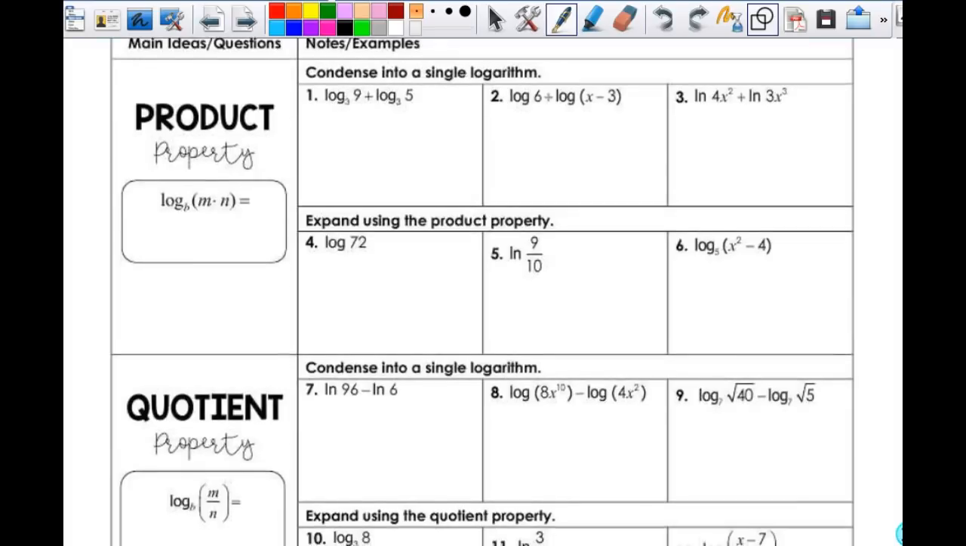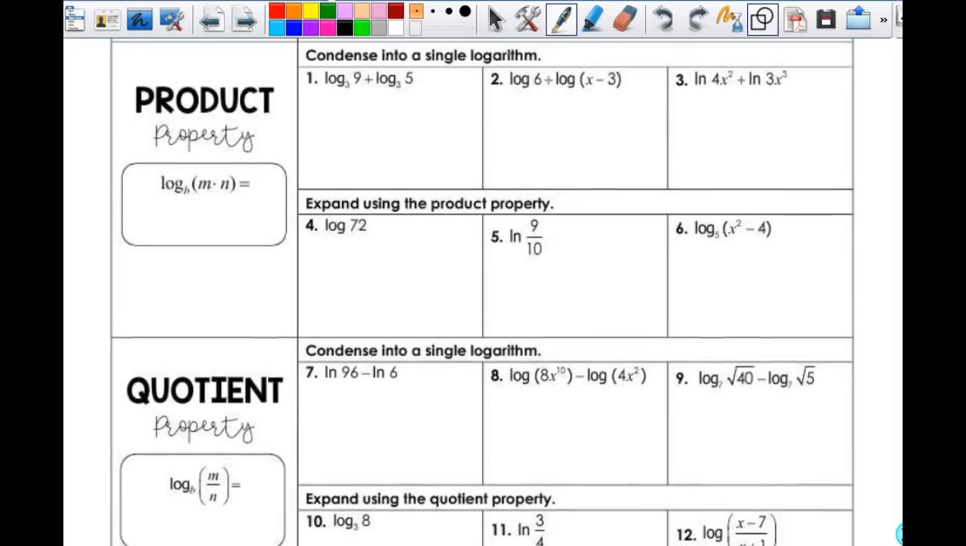Okay, so we're going to start off by looking at the product property. We went over all these yesterday. We put them on our little reference sheet, but we'll rewrite them here. So when I take the log of an argument that is multiplied, I can expand that into addition. So log base b of m plus log base b of n. And remember that goes in both directions, so I need to be able to expand and condense using this property.